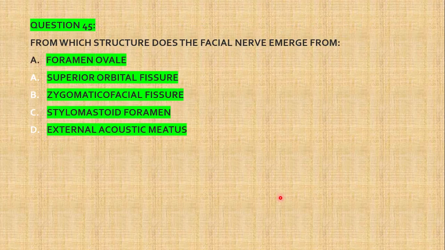Question 45. From which structure does the facial nerve emerge? A. Foramen ovale. Now the foramen ovale is found down there in the skull base. B. Superior orbital fissure, not at all. Zygomaticofacial fissure, no. C. Stylomastoid foramen, and that is the answer to this question. Option C, the stylomastoid foramen.